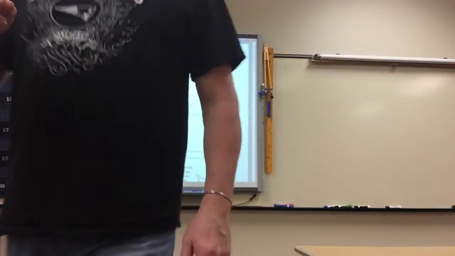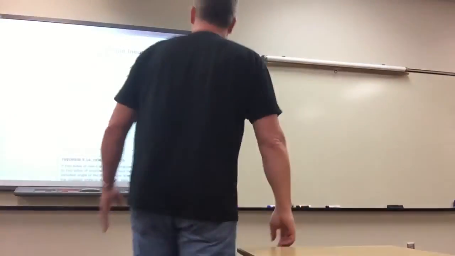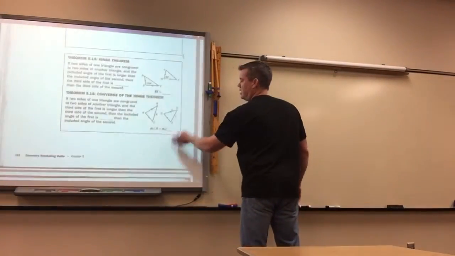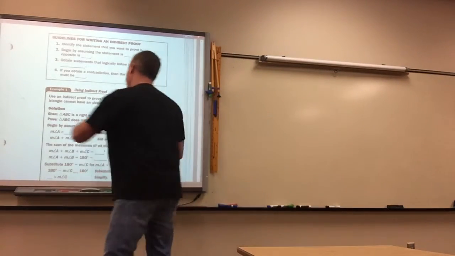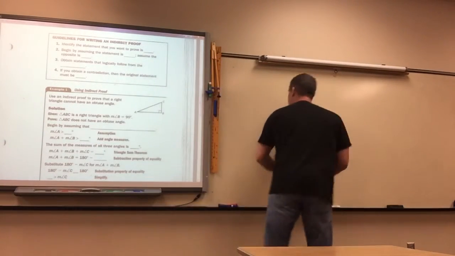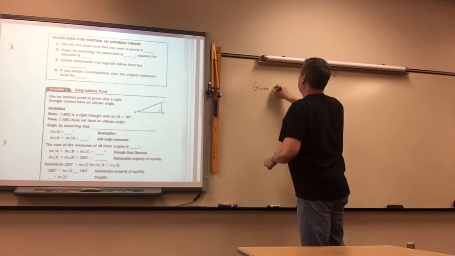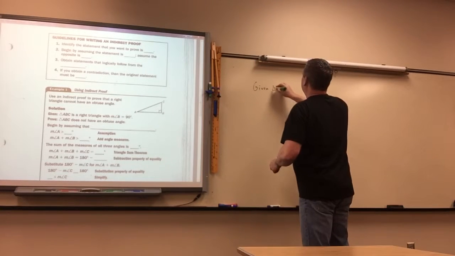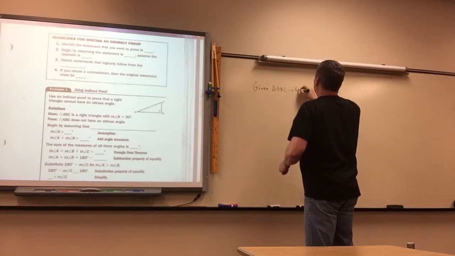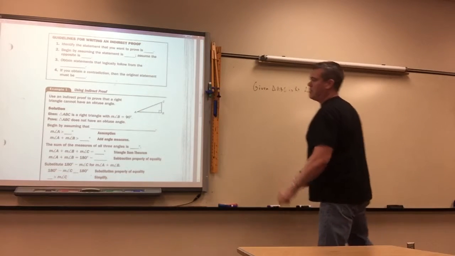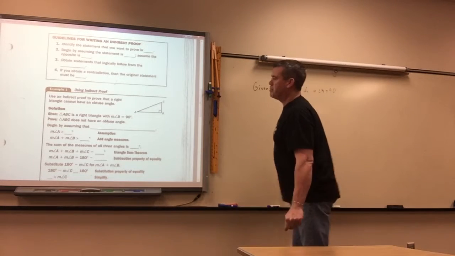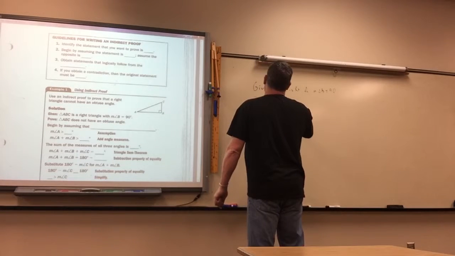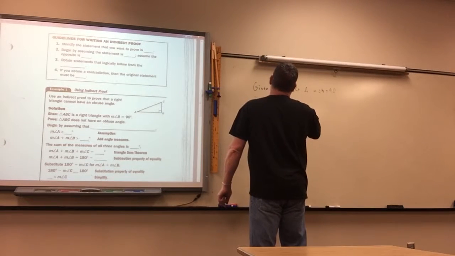Because you can make up numbers if you want. So there's one coming up here where we have an indirect proof. We're given that ABC is a right triangle, and it tells us the measure of B equals 90. And we want to prove it doesn't have an obtuse angle.